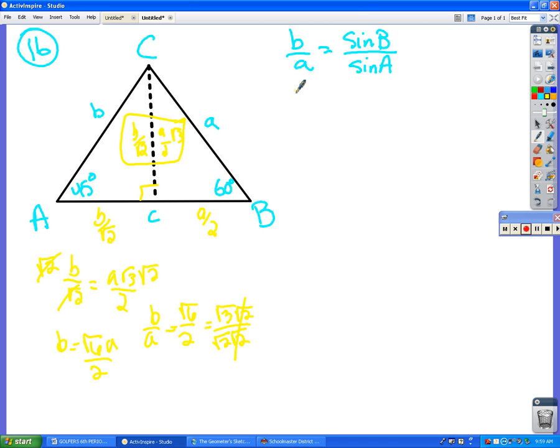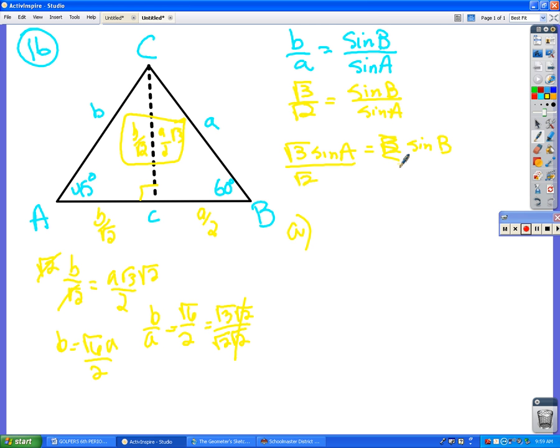All right, so B over A I'm going to replace with root 3 over root 2. That equals sine of B over sine of A. And then I'm going to rewrite this by cross multiplying: square root of 3 sine of A equals square root of 2 sine of B. Okay? And then I'm going to use implicit differentiation. So now we're differentiating with respect to A to find dB/dA.